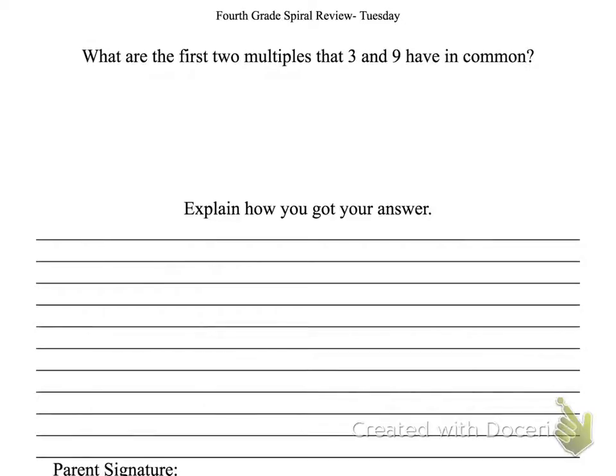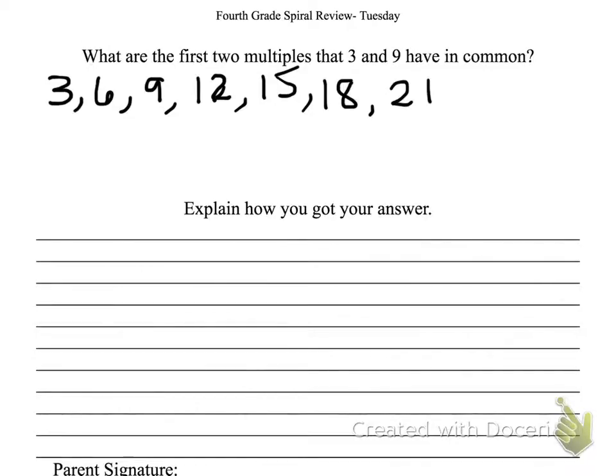All right, I'm going to show you the multiples of 3. So we would start by listing them out. 3 begins the range. Then it's 6, 9, 12, 15, 18, 21, 24, 27, and 30.